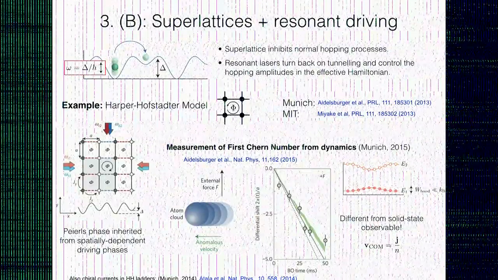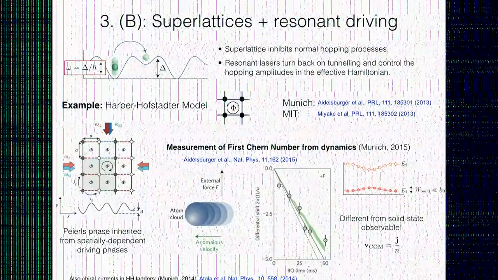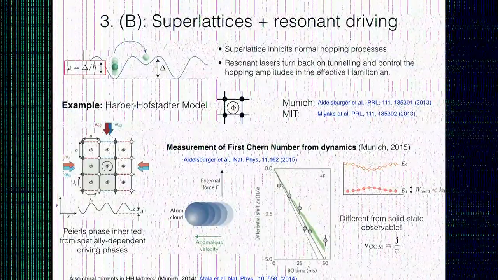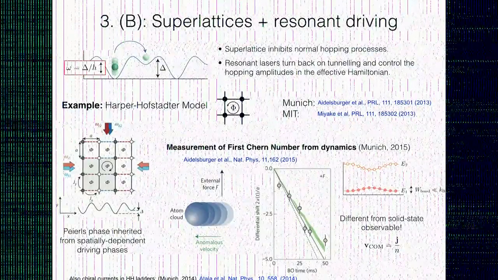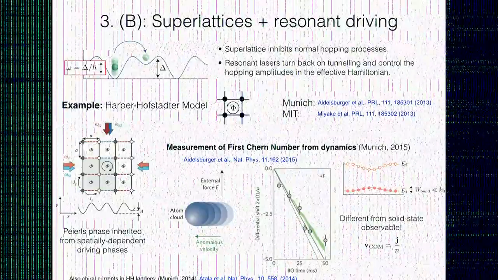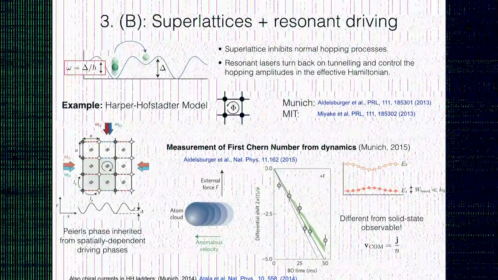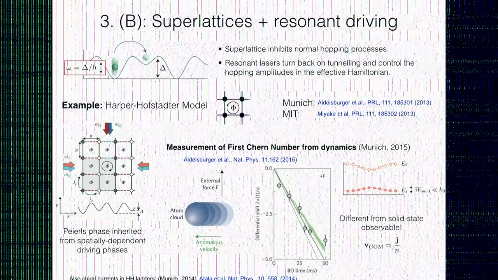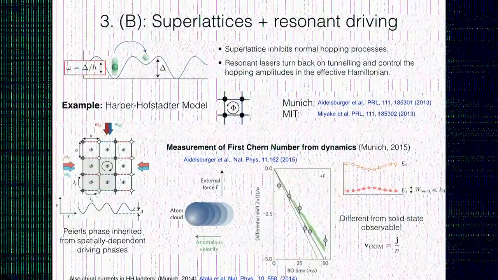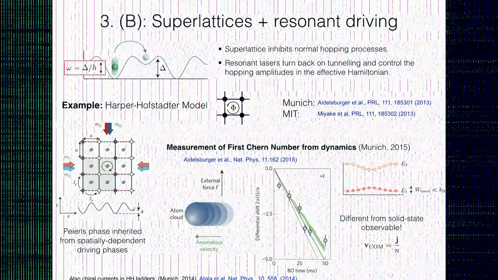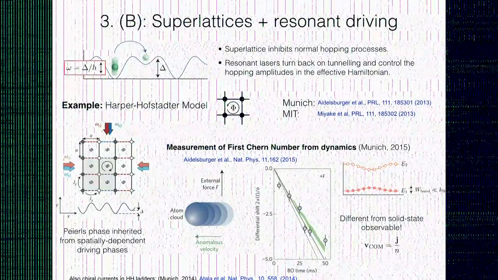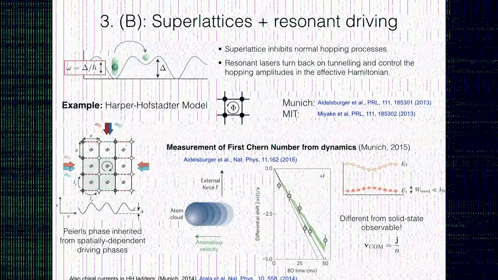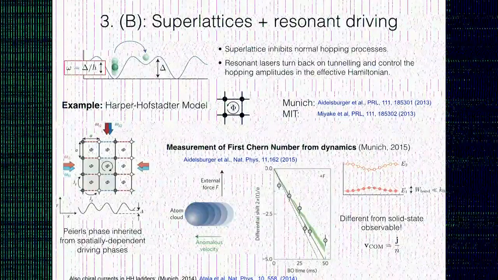So you turn off the hopping, and then you turn it back on. But the way you turn it back on is with lasers, and lasers have a phase. Because it's a light field, the phase is going to depend on position. So if you do that in the right way, you imprint a phase on that hopping. Without the lasers, you don't have hopping. If you turn on the lasers, you do get hopping, but now with the possibility of spatially dependent phases that can lead to an artificial Peierls phase and an artificial magnetic field.